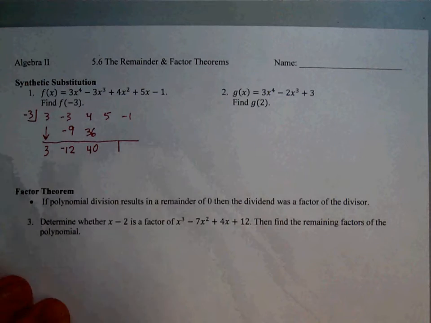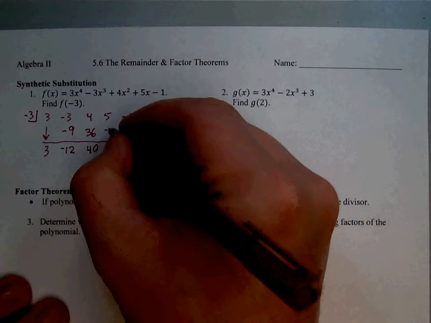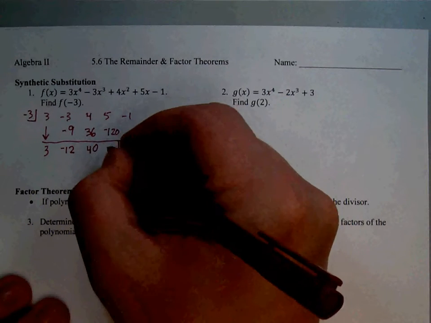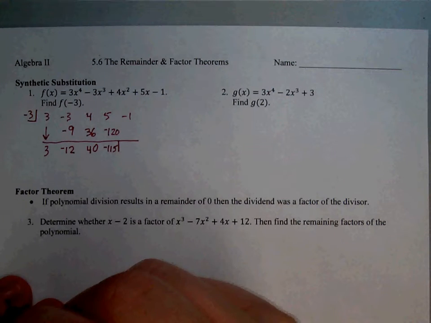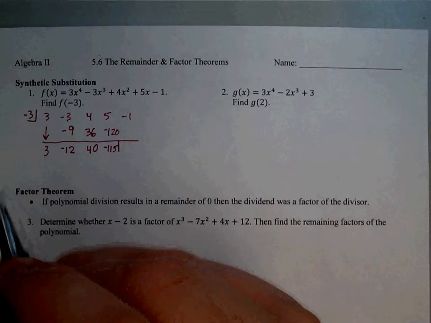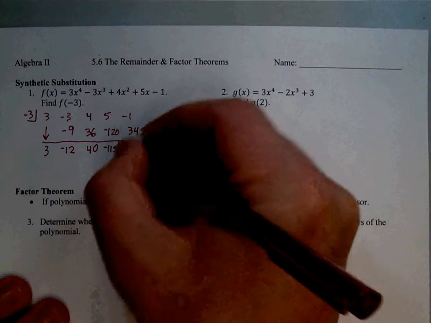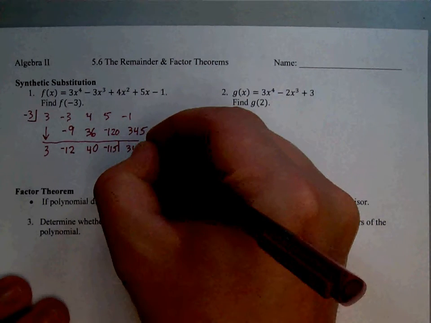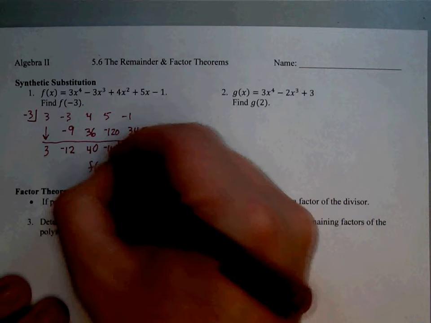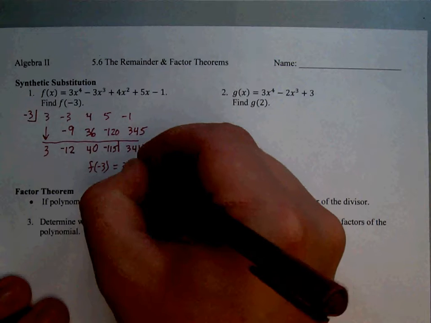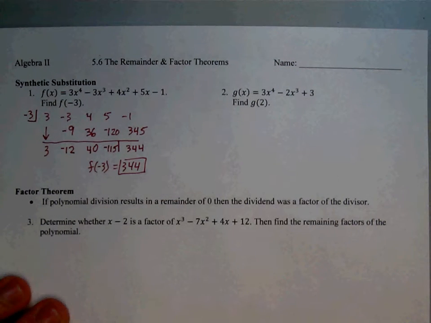Gonna get a pretty big answer on this one, that's okay. 40 times negative 3 is negative 120. Add 5 to that, it's negative 115. Multiply that by negative 3, we get a positive 345. Subtract 1 from that, 344. So that's our answer. That's what f of negative 3 is. F of negative 3 is 344. We don't actually have to plug it in and solve. So let's do one more.